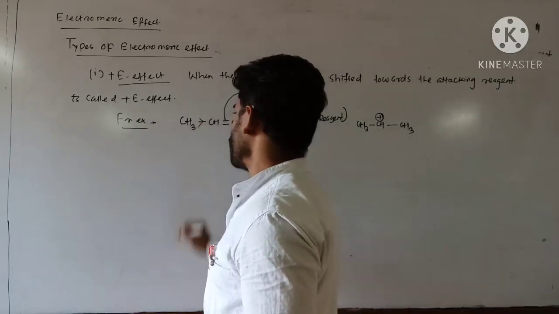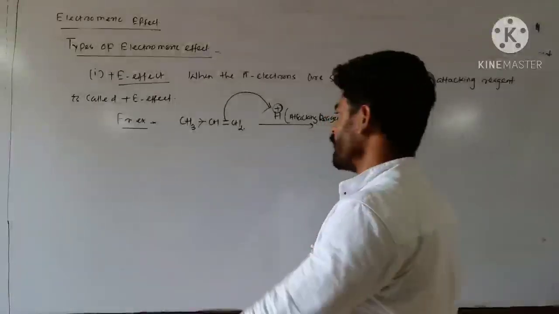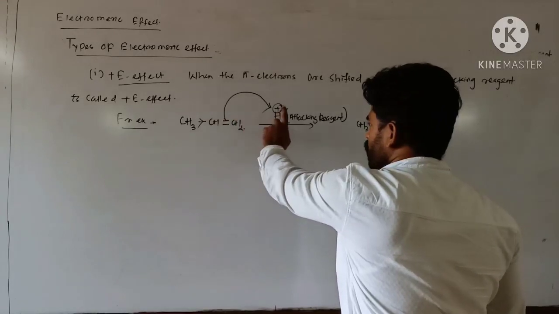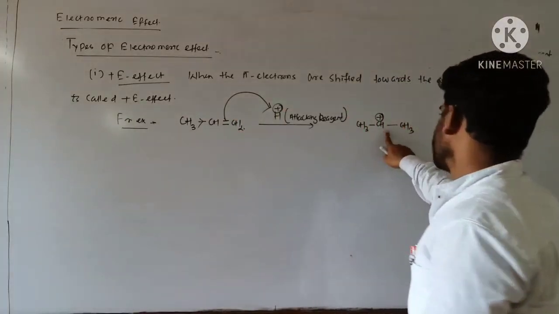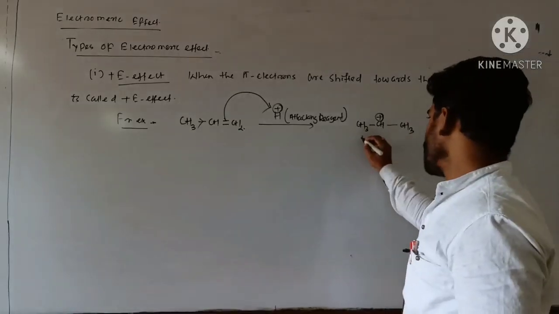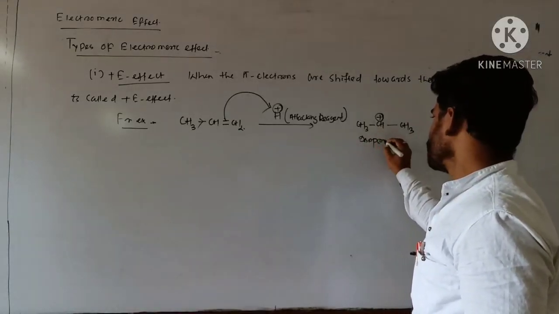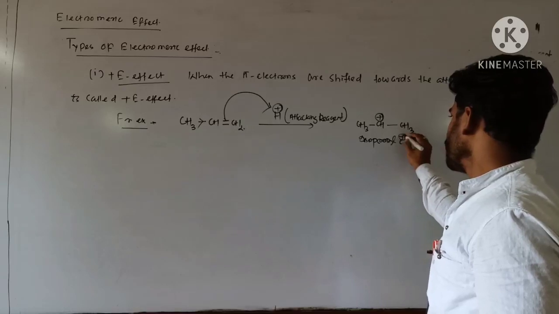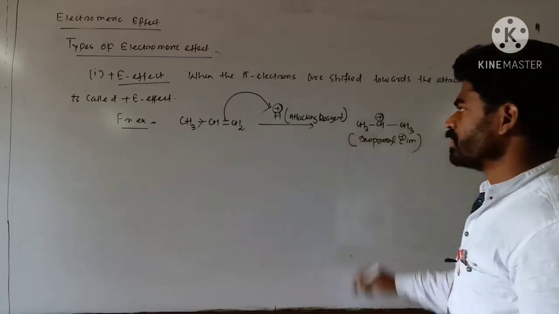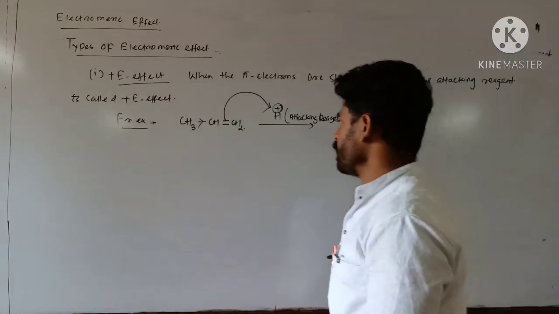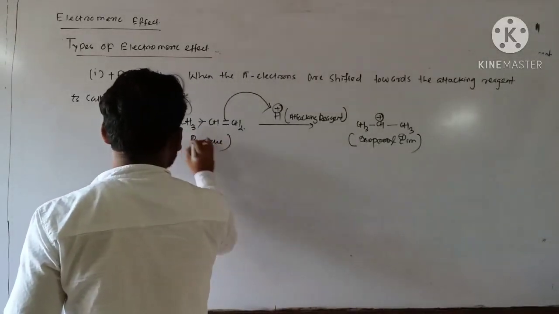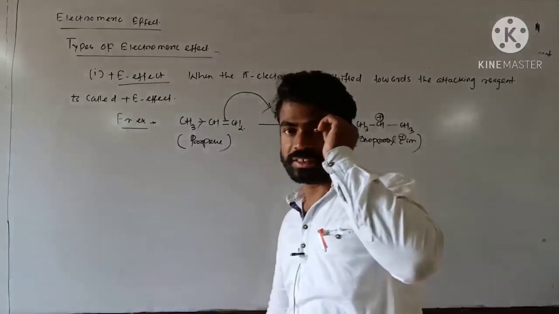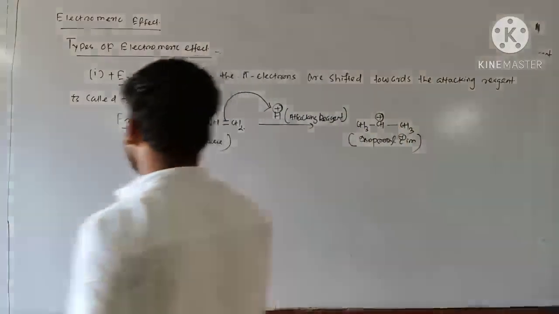Methyl group has plus I effect, electron repelling effect, electron releasing effect. So the substitution of this proton will be at here, so that this carbocation is formed. This is called isopropyl carbocation, isopropyl carbonium ion. We will discuss it in reaction intermediates. So this one is propene, alkene system.